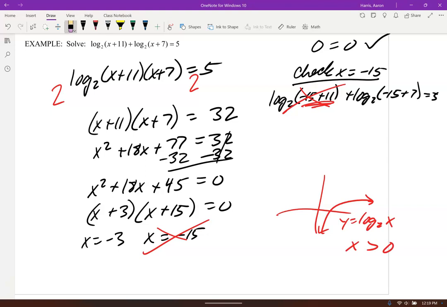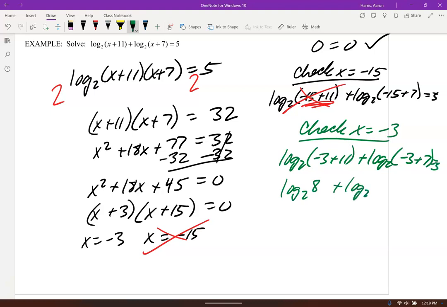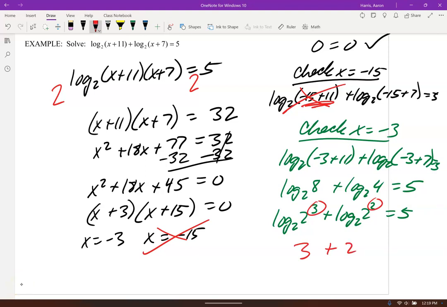Let's go ahead and check the next one. -3. So I got log base 2 of (-3 + 11) plus log base 2 of (-3 + 7) equals 5. So log base 2 of 8 plus log base 2 of 4 should equal 5. Log base 2 of 2 to the 3 is 3. Log base 2 of 2 to the 2 is 2. And sure enough, that works out for us. So -3 is our only solution on that one.